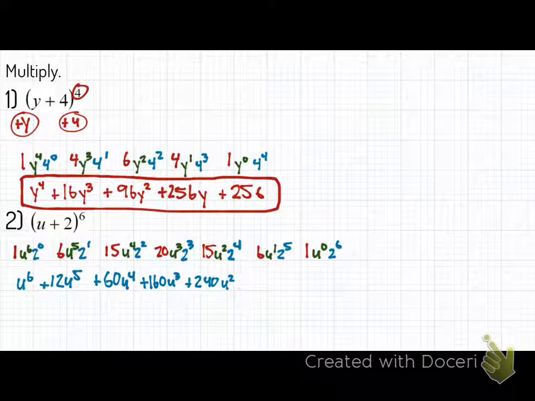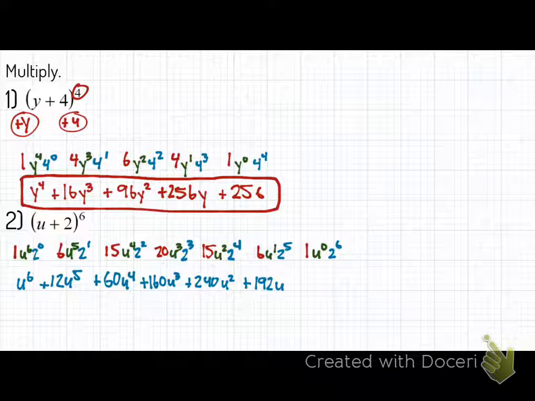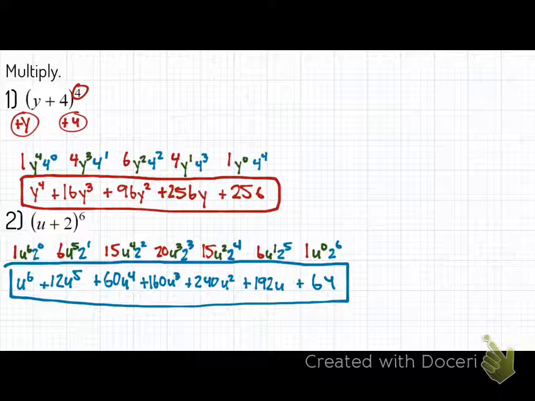And then 2 to the 5th is 32. 32 times 6, what did I get earlier today? 192 times u to the first is 192u, and 2 to the 6th is 64, times u to the 0 is 1, so it's going to be 64 times 1 is positive 64. And that's it. Okay?